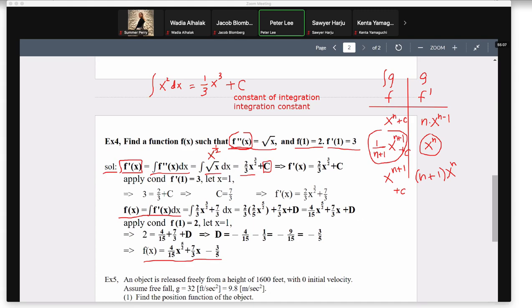Okay, so now let's have the half power. If the derivative is x to the half power, then what is the antiderivative?